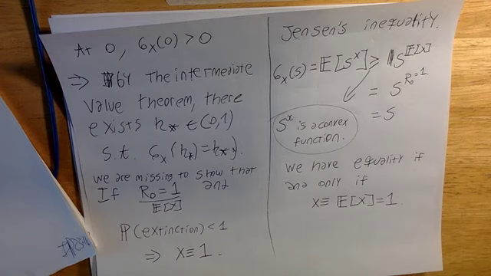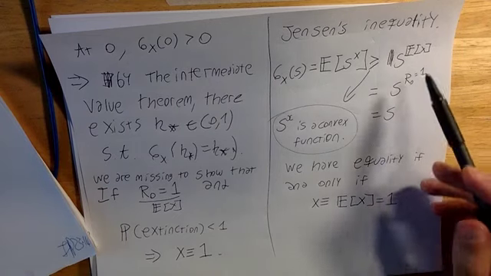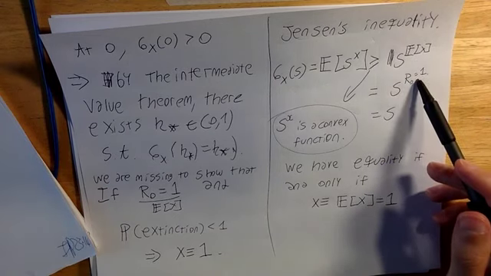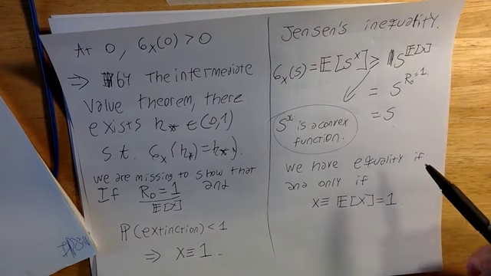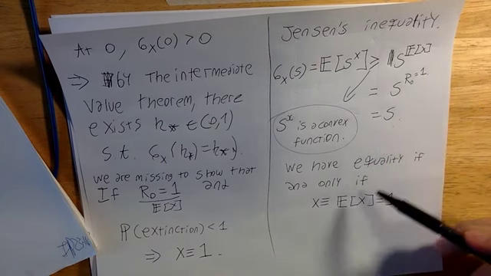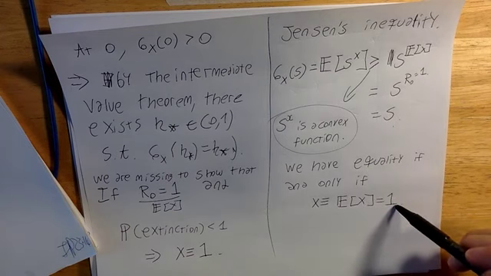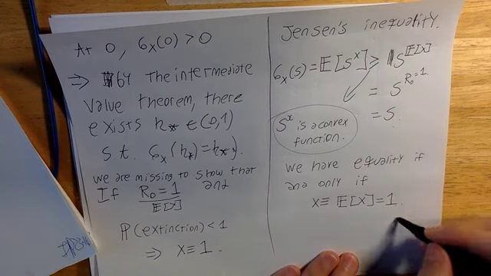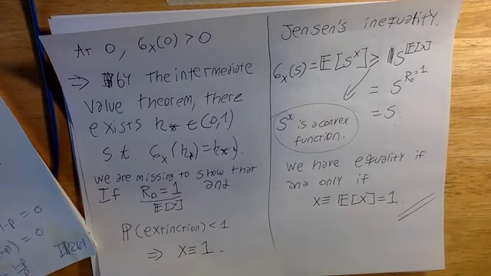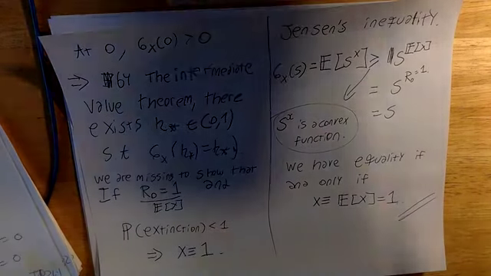So if the expectation is equal to exactly 1, then the probability of extinction is going to be 0 if and only if x is identically equal to 1. Okay, and I think that will be done for this class, and then I'll try to upload one a bit later.